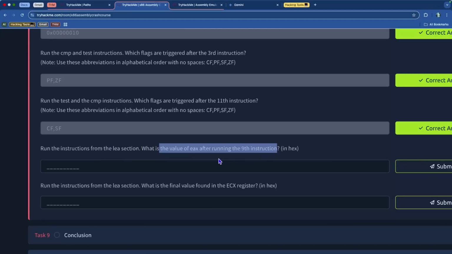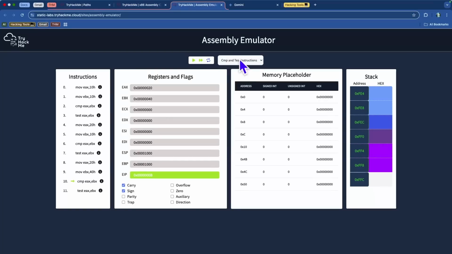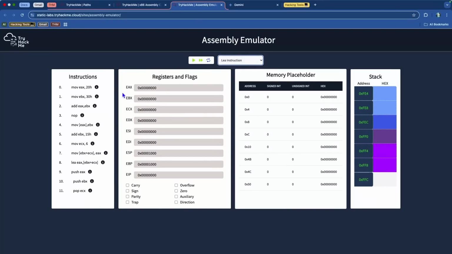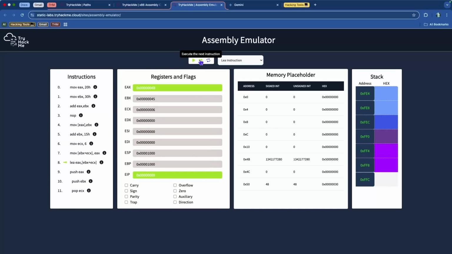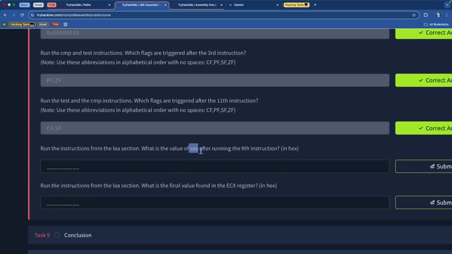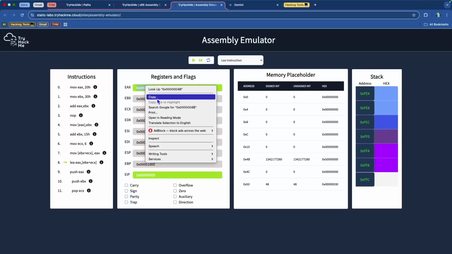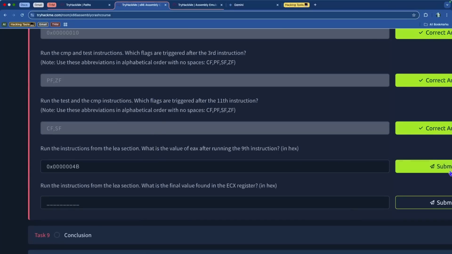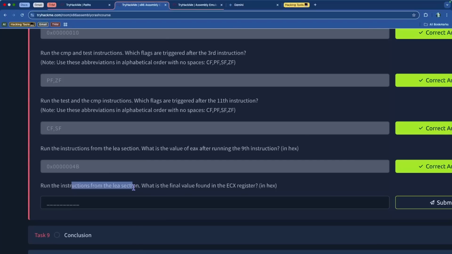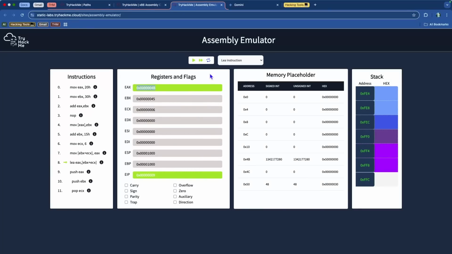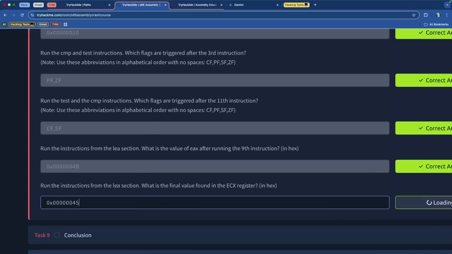Run the instructions from the LEA section. What's the value of EAX after running the 9th instruction? So we'll go to LEA, which is the last one. And what do we have? The value of the 9th instruction. So here we go. 1, 2, 3, 4, 5, 6, 7, 8, 9. And the value of EAX is this right here. And last but not least, run the instructions from LEA. What is the final value found in ECX register? So 1, 2, 3. The final value should be that. That should be the answer.